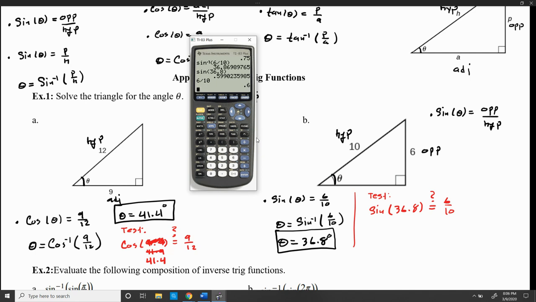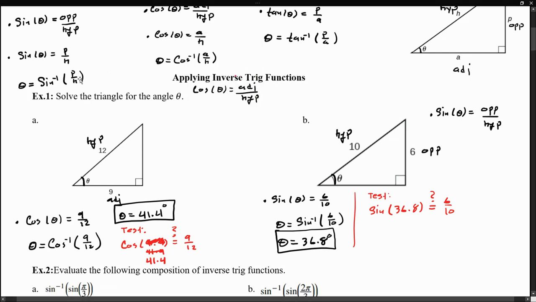So now notice that all we were doing is finding an angle such that if I take the sine of that angle, it's equivalent to 6 over 10. So we were just looking for an angle that will make this a true statement, and we have found it here. It was 36.8 in example B, and it was 41.4 in example A. So notice that this is very important: the idea of understanding that we use inverse functions to define angles.